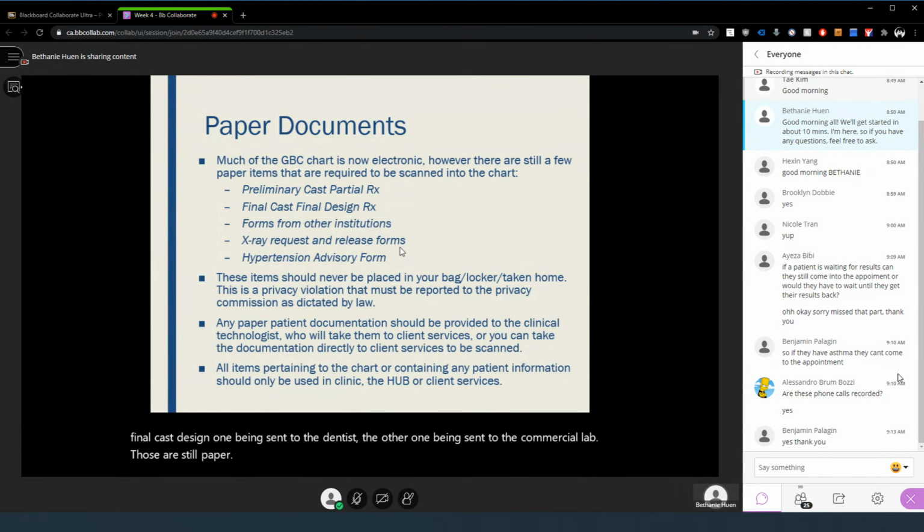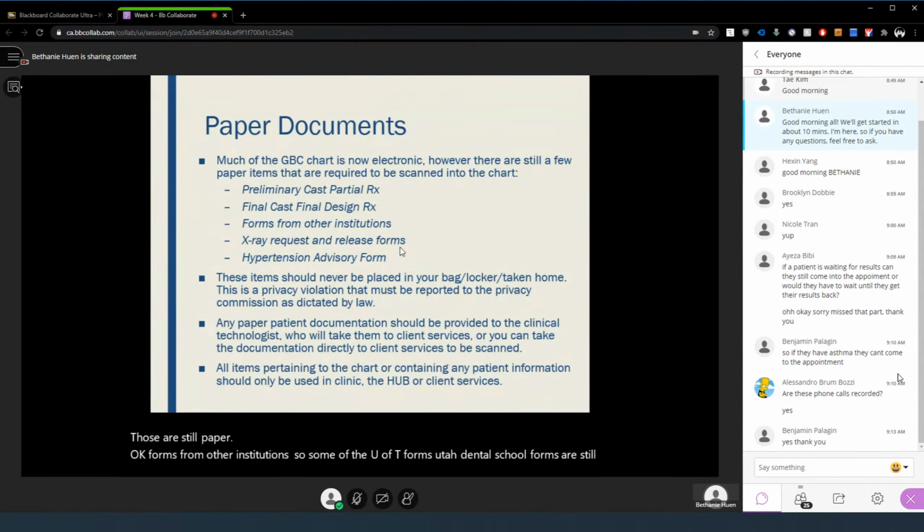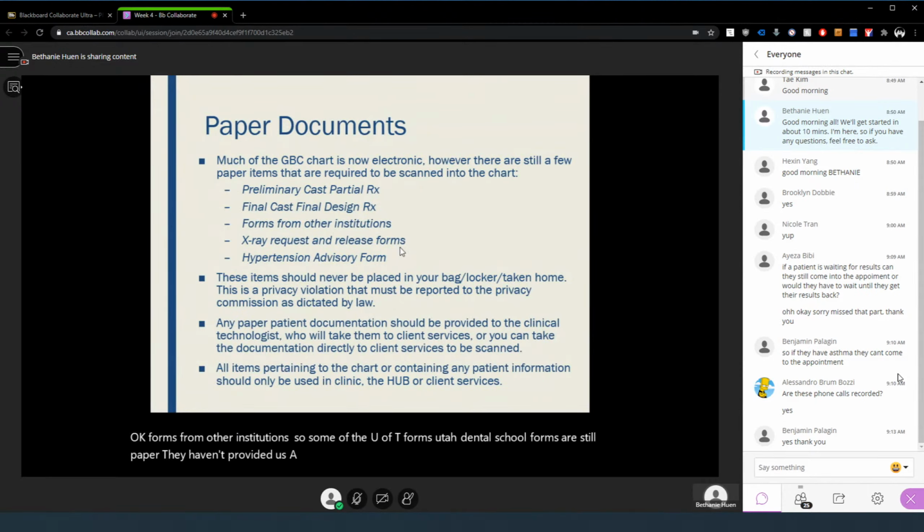Forms from other institutions: some of the U of T dental school forms are still paper. They haven't provided us a digital copy yet. Others, Mount Sinai forms, Sunnybrook forms, Sick Kids forms, are still paper. We have x-ray request and release forms that at the moment are still paper, as is the hypertension advisory.